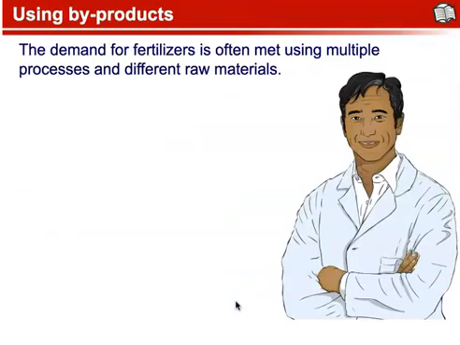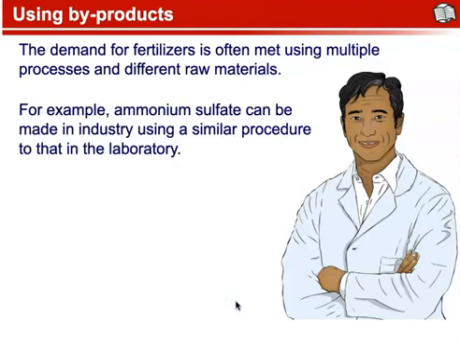Using byproducts. The demand for fertilizers is often met using multiple processes and different raw materials. For example, ammonium sulfate can be made in industry using a similar procedure to that in the laboratory.